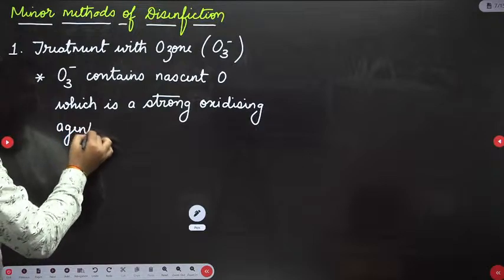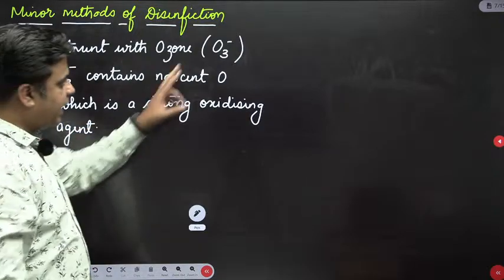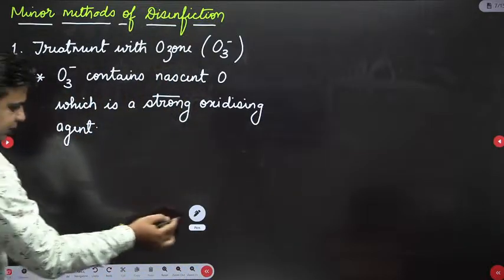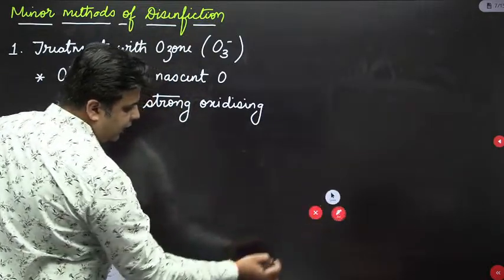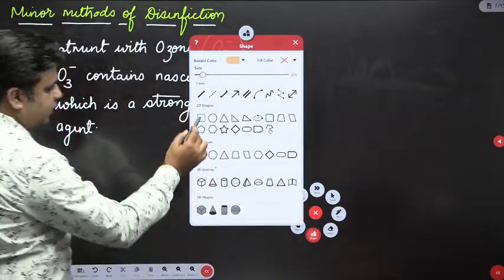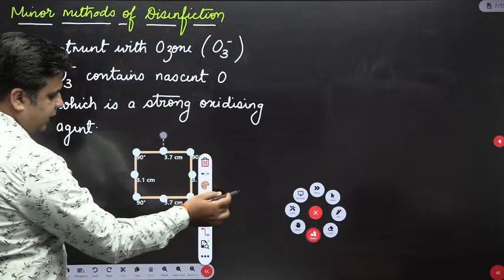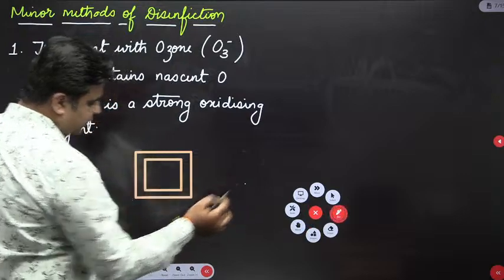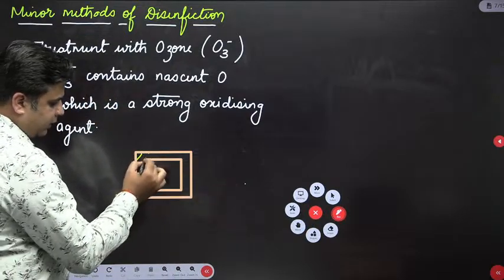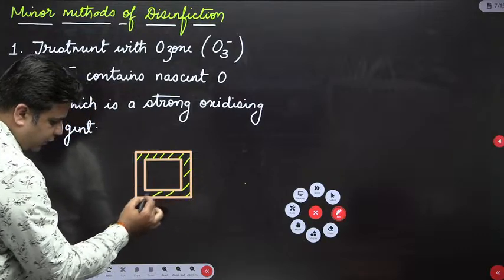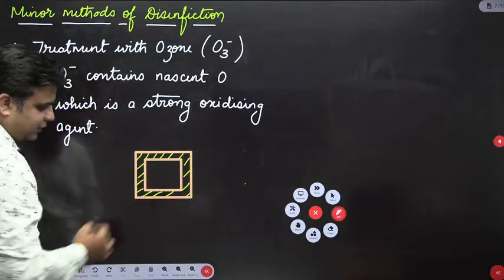Now what happens is, when you add this ozone to the water, the microorganisms that are present in the water have a cell wall like this. These are the microorganisms which are present in the water, right? I am just drawing a microorganism. So this microorganism will contain this cell wall. This is the cell wall of the microorganism, right? Some biology is coming into play.